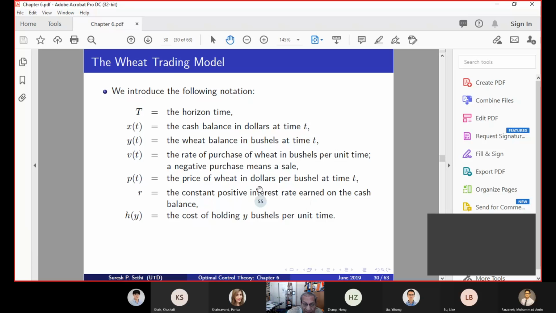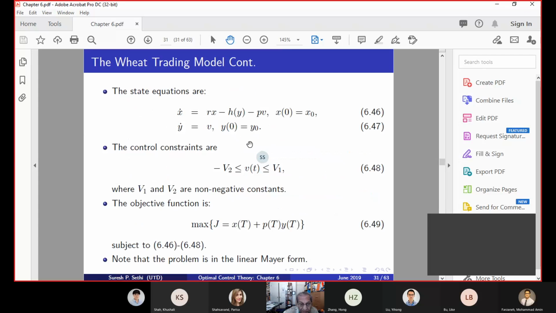And R is the constant positive rate earned on the cash balance. And h(Y) is the cost of holding. That means I buy something, then I hold it until I want to sell it, because I want to wait until the price goes up and I sell it. Okay, but I must incur cost. So that's the inventory problem as well. It's also a cash balance problem. It's also part of the inventory literature, and that's why it's in this chapter.